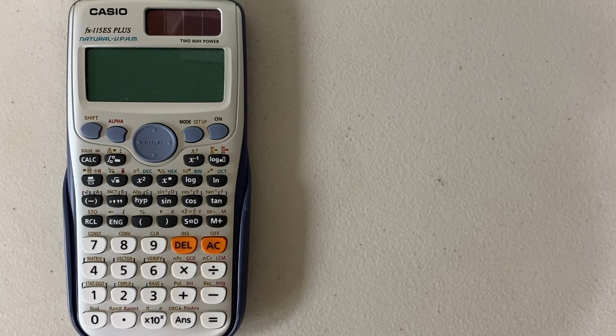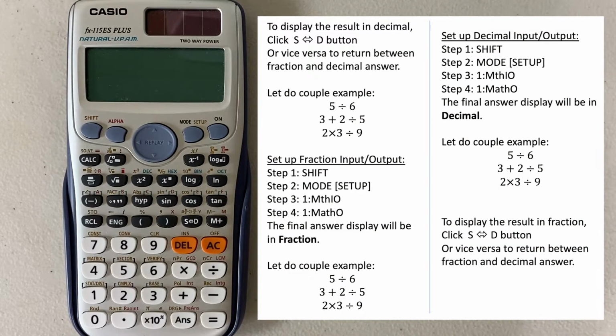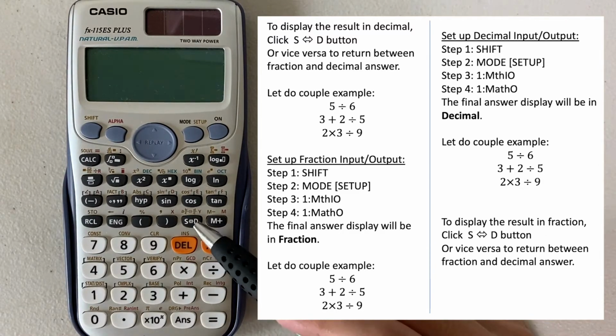Today, I'd like to share with you about decimal and fraction: how to convert between decimal display to fraction and vice versa. To display the result in decimal, you have to click this button right here, which is the S back and forth D arrow. If you're in the fraction, it can be changed to the decimal and vice versa.